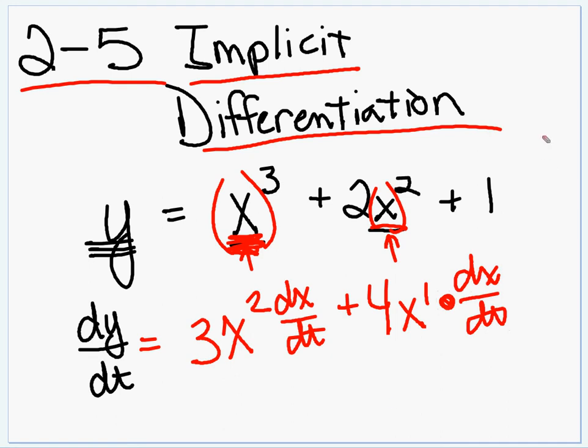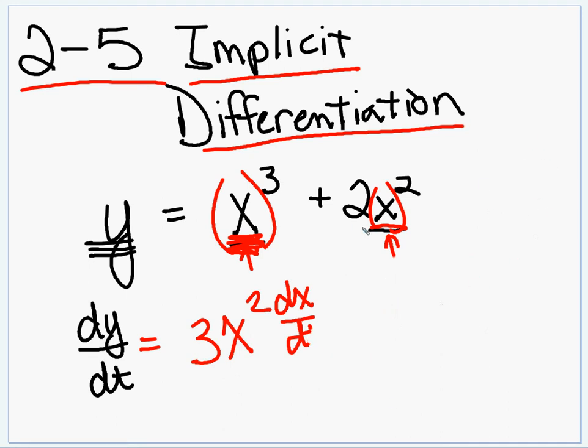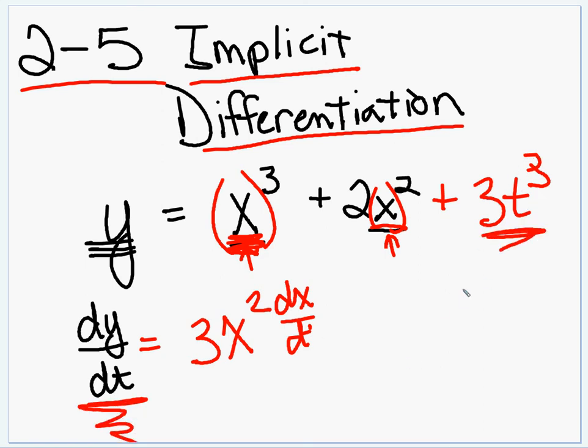Now, just for the sake of argument, let me go down here and let's say after this 2x squared, what if we had a 3t to the third? Well, now since we're deriving with respect to t and the variable is a t, we would just derive this term as usual. That would be 9t to the second. No little extra pieces created because we were deriving with respect to that same variable.